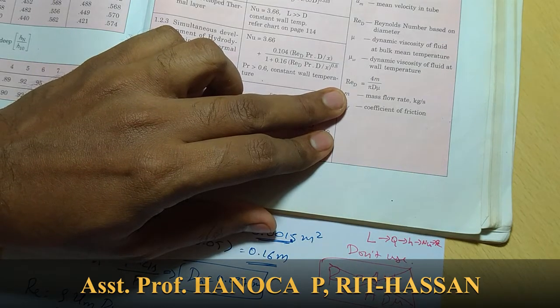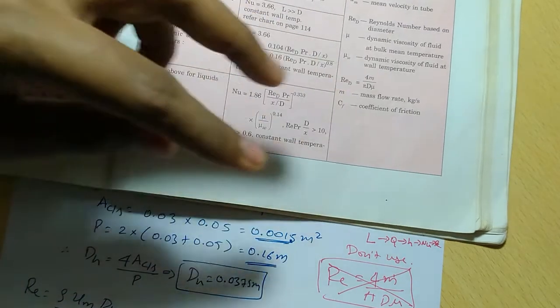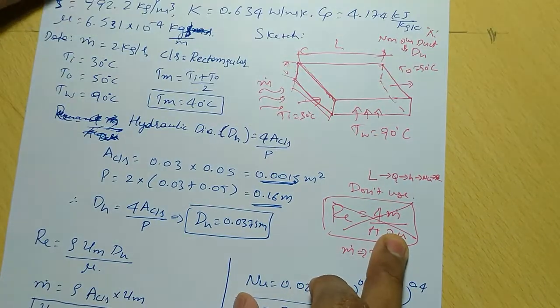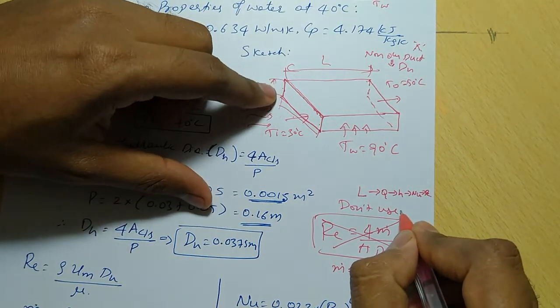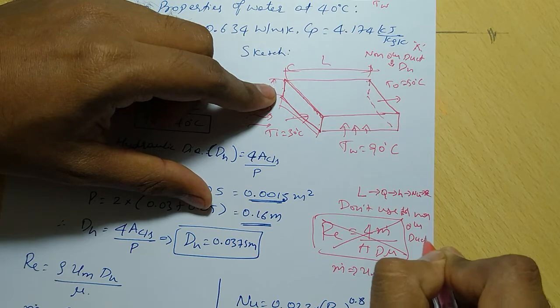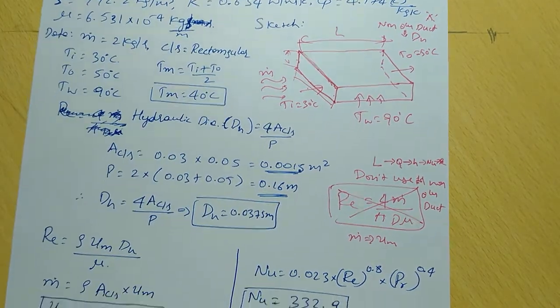M dot is given, you have to find out the um, then find out the Reynolds number. Always keep it in your mind: don't use this equation for non-circular ducts. This equation is only for the circular duct.